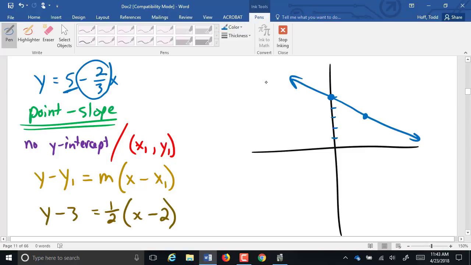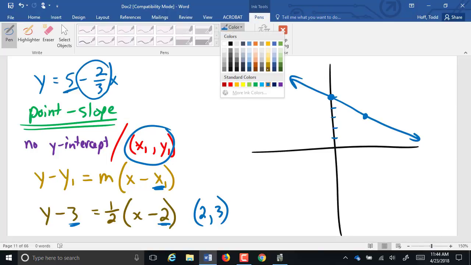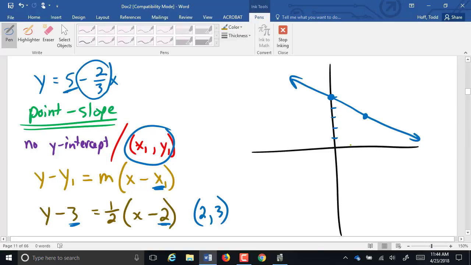I can find, instead of an intercept here, a starting point, that x1, y1, out of this equation. X1, of course, is the number that is subtracted from x. That would be 2. Y1 is the 3. So that's telling us the graph of this line starts at the point 2, 3. So I go over 2, up 3, right there is that point, 2, 3.